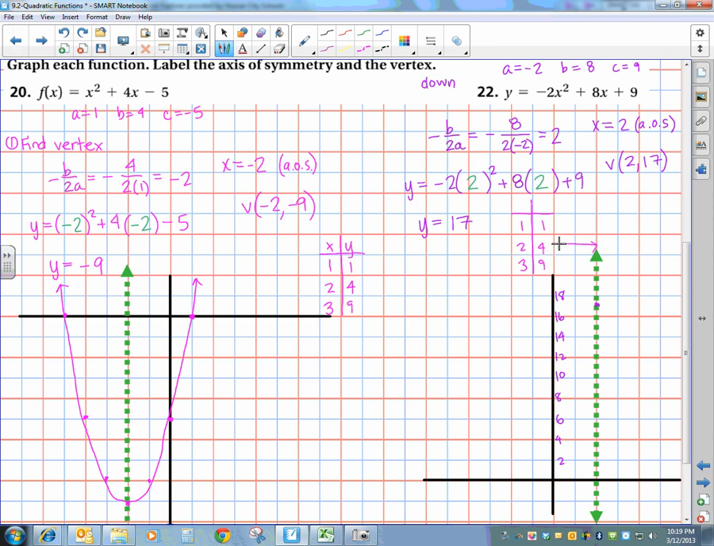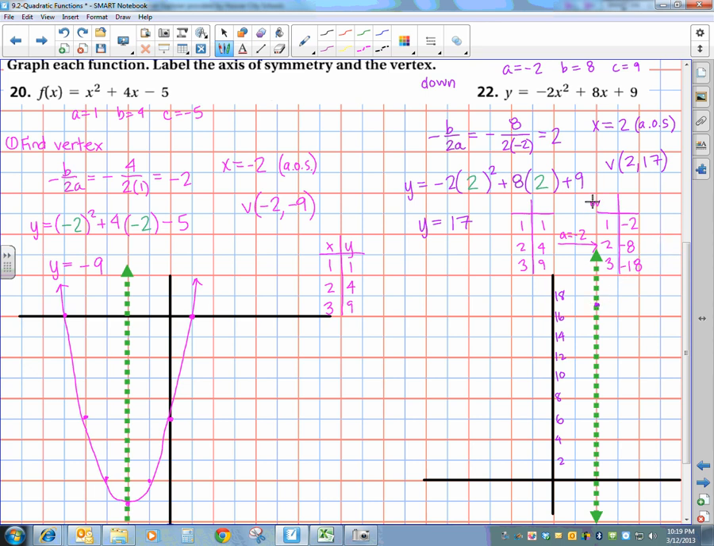But what was my A value? My A is -2. So that means that I'm going to multiply each of my y's by -2. My x's will stay the same. So 1 times -2, -2. 4 times -2, -8. 9 times -2, -18. So watch how we're going to graph that.